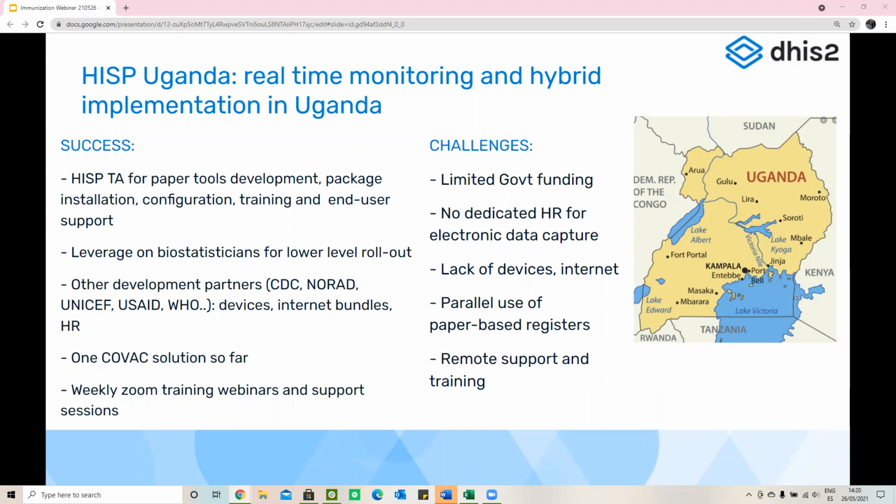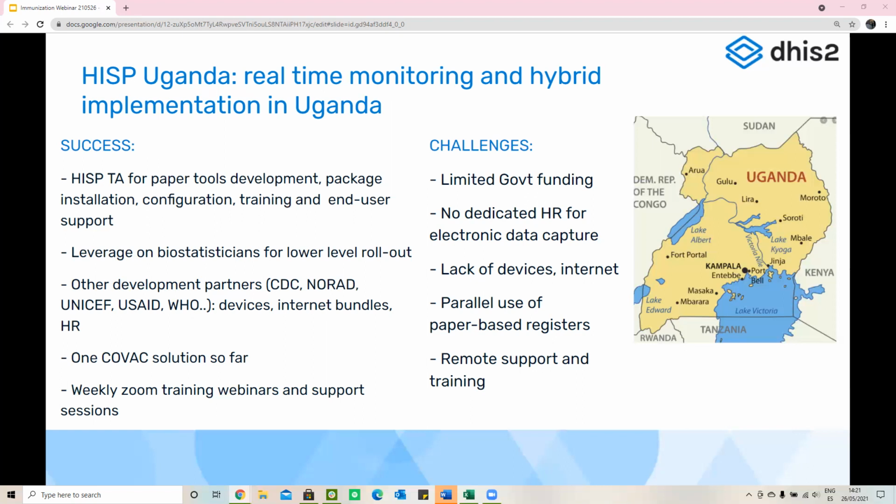We have limited devices. As I said, CDC just gave 152, but that's at the district level, and each district has at minimum 5 vaccination points, so you can imagine. We're also having a challenge of using both paper and the electronic. So again, this of course introduces a lot of backlog, but most importantly, the handwriting challenges, as data has to be transcribed from the registers to the electronic system.